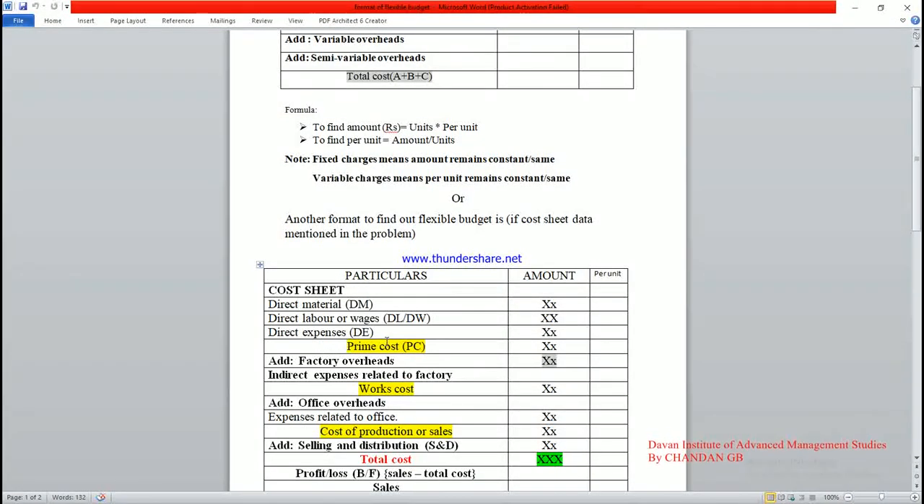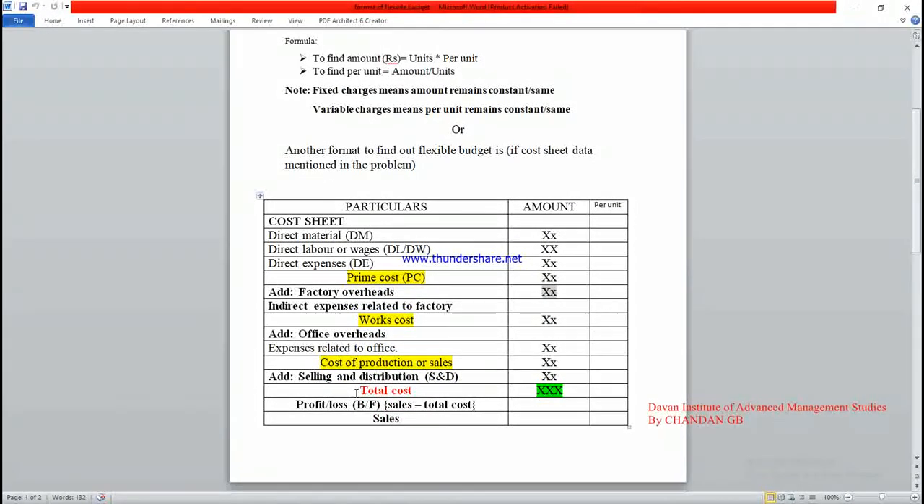To the prime cost, you have to add the factory overheads, the indirect expenses related to factory, and you will get the works cost. To the works cost, you have to add office overheads, the expenses related to office, and you get the cost of production or sales. In the factory cost and office overheads, if they mention work in progress and finished goods, you have to add them in the same format as we discussed in the MTC. Then to the cost of production, you have to add selling and distribution, that is S&D, and you will get the total cost.